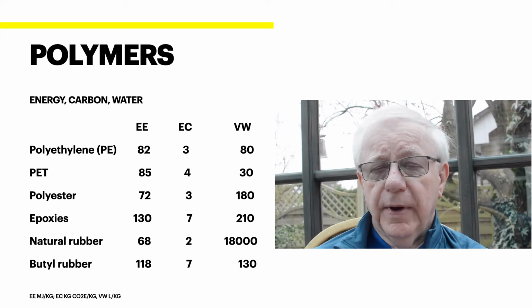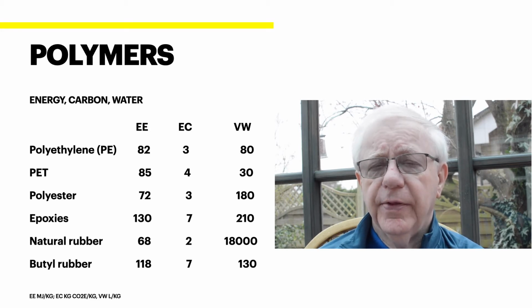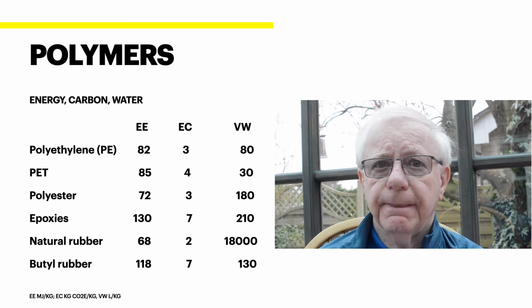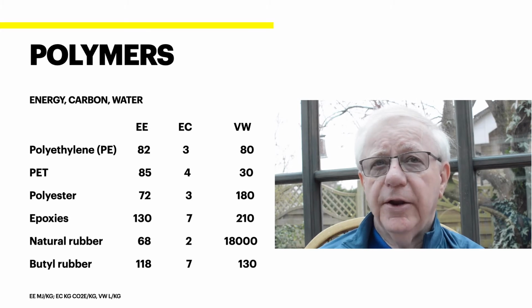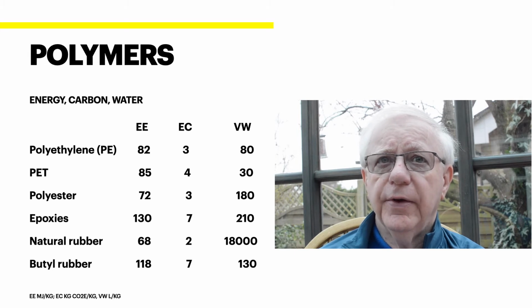For polymers, the carbon footprint and the energy required is rather higher than the everyday items we looked at in the previous slide. One large difference is between natural rubber and synthetic rubber. The issue again is the larger amount of water required to make the natural material.